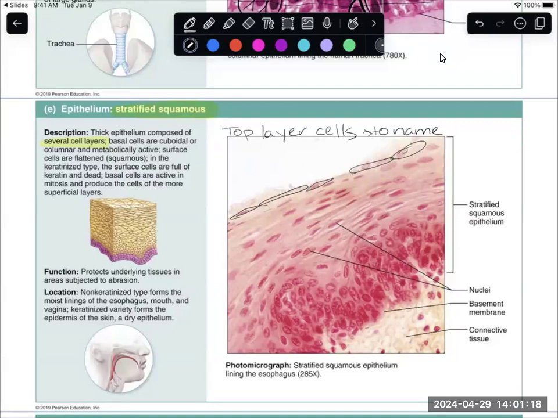So we have many layers of cells because our cells start all the way down here at that bottom. And then we have all of these layers all the way up. That's where we get that stratified squamous. This is more in areas to protect. So your mouth is a good example. Your skin is another good example. Your esophagus, the vagina, good examples of where you'd see this stratified squamous, this many, many layers of flat cells.